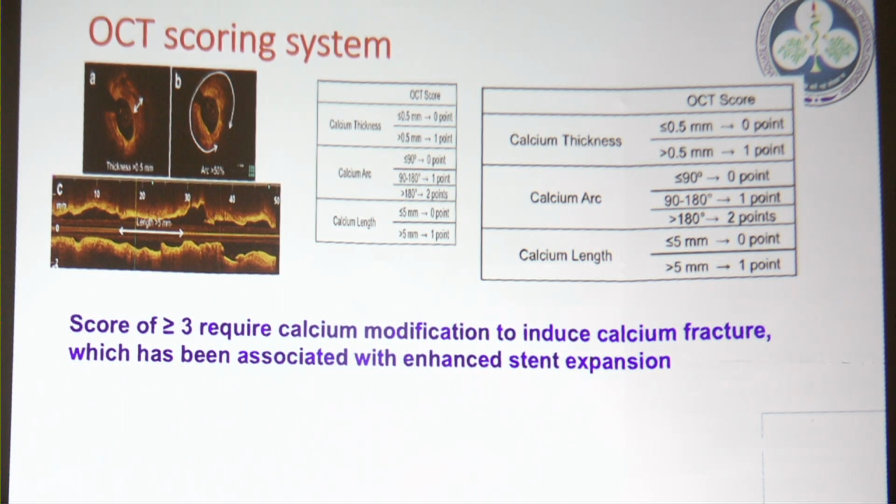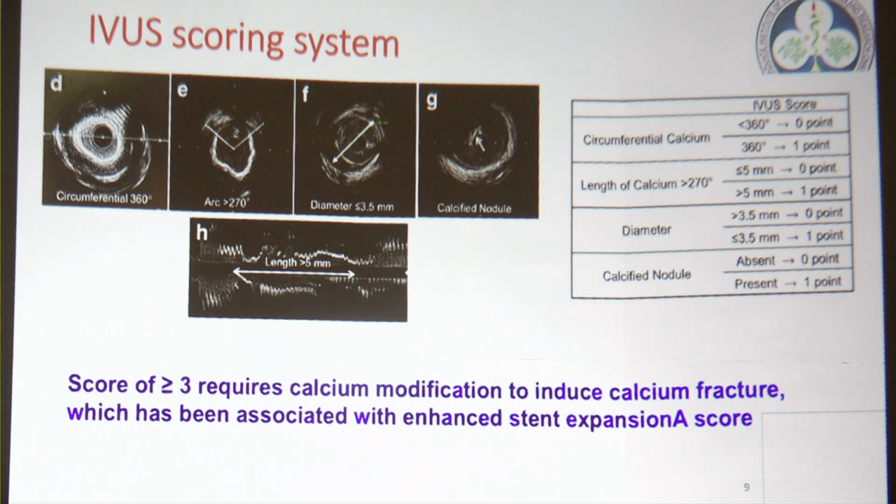These are the scoring systems for OCT imaging. In case the calcium thickness is more than 0.5, it's 1 point; arc 90 to 180 is 1 point, more than 180 is 2 points, and length more than 5 is 1 point. Any score of more than 3 is where you need aggressive plaque modification with atherectomy devices. Similarly, you have an IVUS scoring as well, where again a score of 3 or more requires aggressive plaque modification.